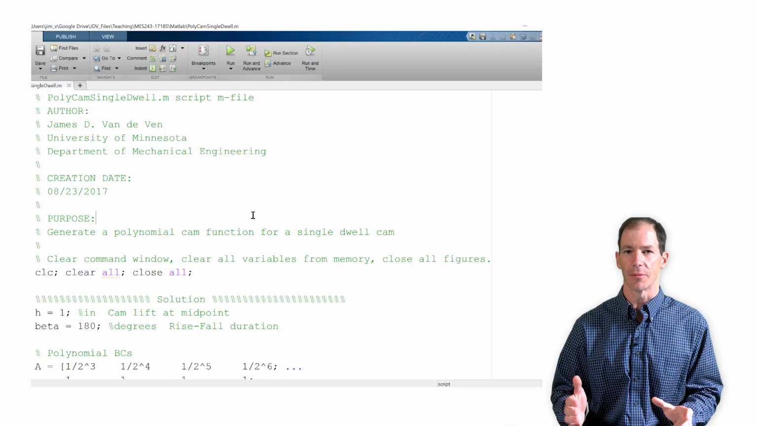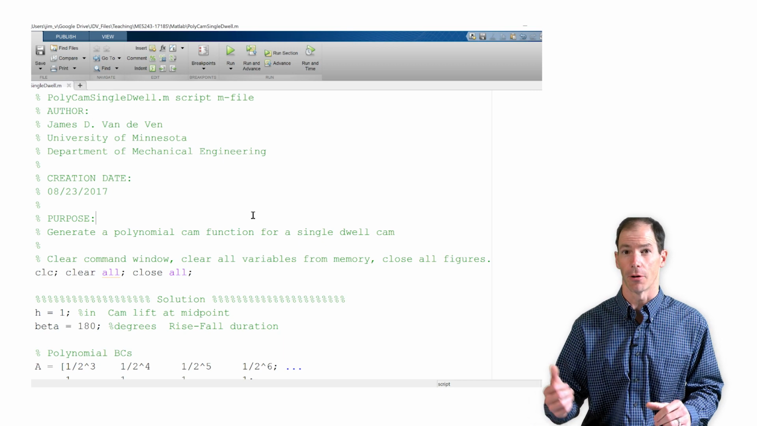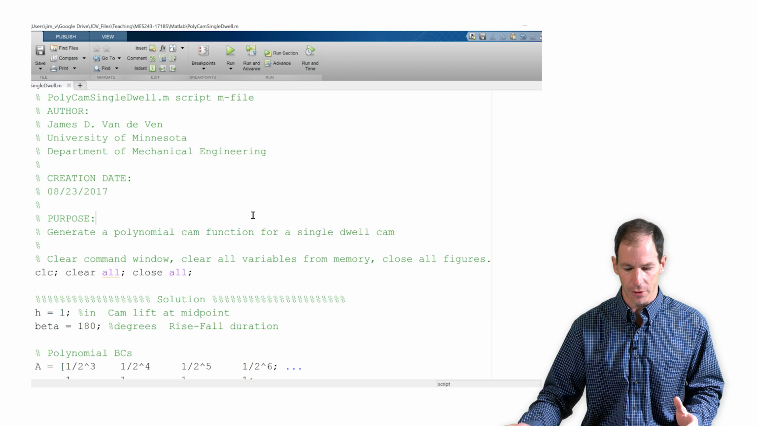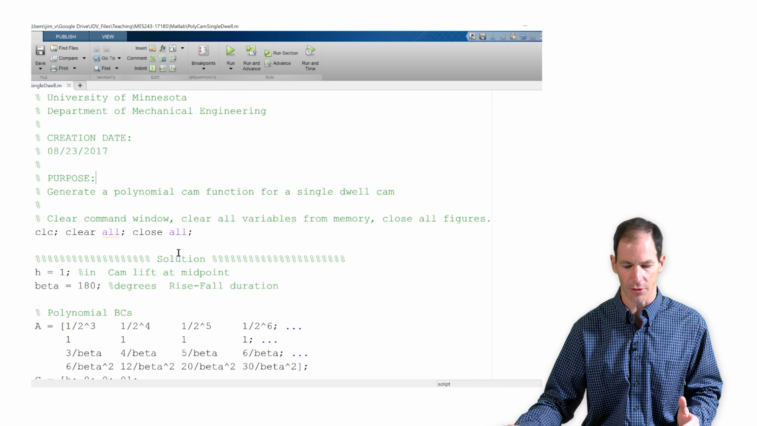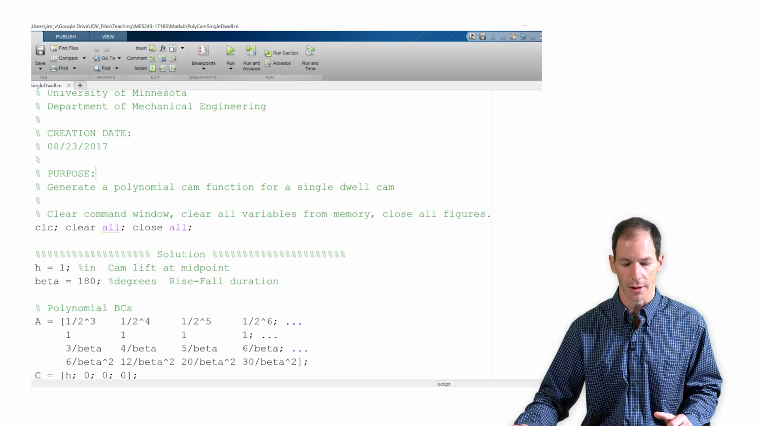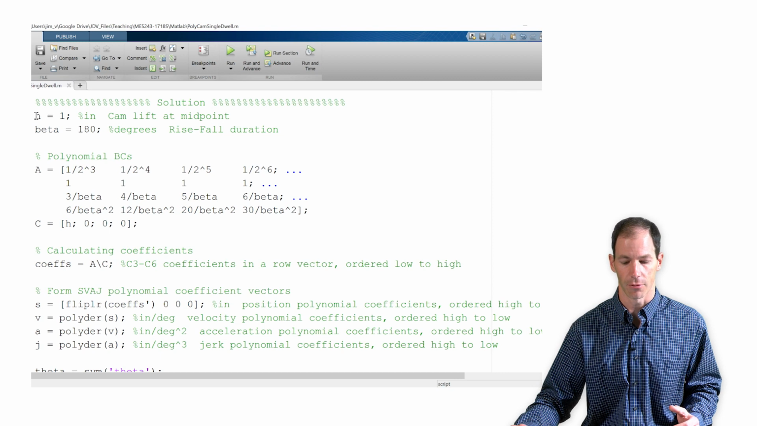So I created a MATLAB script to solve the equations that I just put up on the board in matrix format. And here's what I've written. Basically, I created this script where I first of all clear everything, and then I'm moving down and setting up what the lift is of my cam. So I kept everything in variable format where I can set this up for 1 inch in this case, and 180 degrees of rise-fall duration. So that was our beta angle.